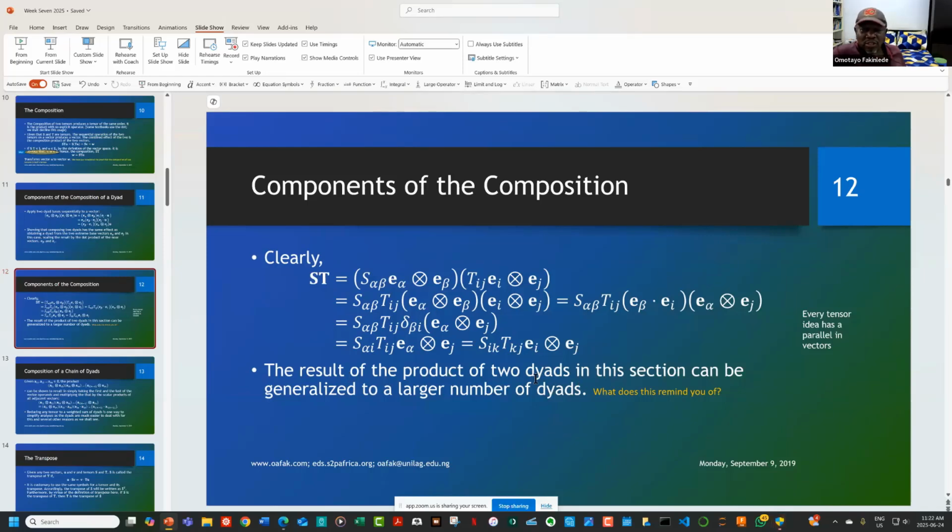So if you want to find the components of a composition, this is how you find it, and this is the component of a composition. So you have S i k T k j e i circle times e j. The first index there is e i, and the second index is e j. The other thing remaining is just a dummy index between the variables, so no problem with that.